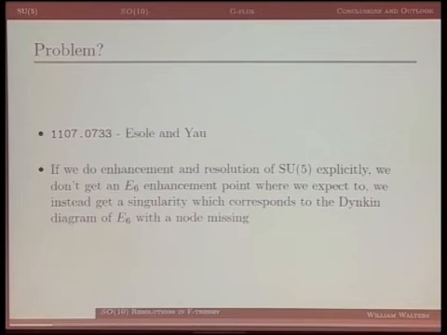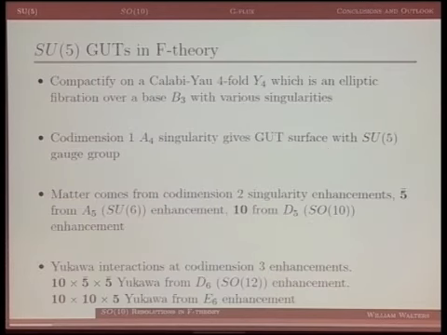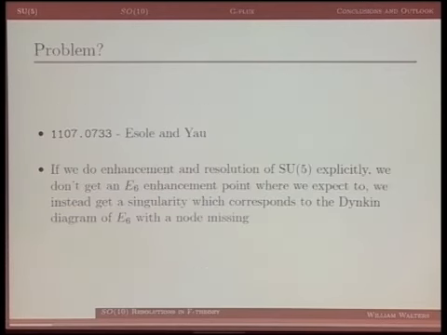Okay, so last year there was this paper by Isao and Yao, and they looked at SU5 GUTs and they resolved it explicitly. And they found, interestingly, that where we expected to get an E6 enhancement, we didn't quite get E6. We got something that looked like E6, but had a node missing. And this was a potential problem because we wanted the E6 enhancement to get this 10 10 5 Yukawa.